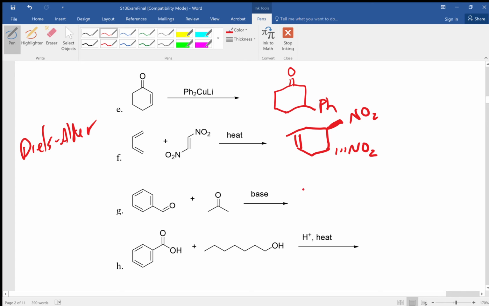Part G is an aldol condensation, and a pretty basic aldol condensation because the molecule on the left, benzaldehyde, has no enolizable hydrogens, so therefore it cannot be the enolate, it cannot be the nucleophile. That makes acetone the nucleophile, which gives us our aldol product.